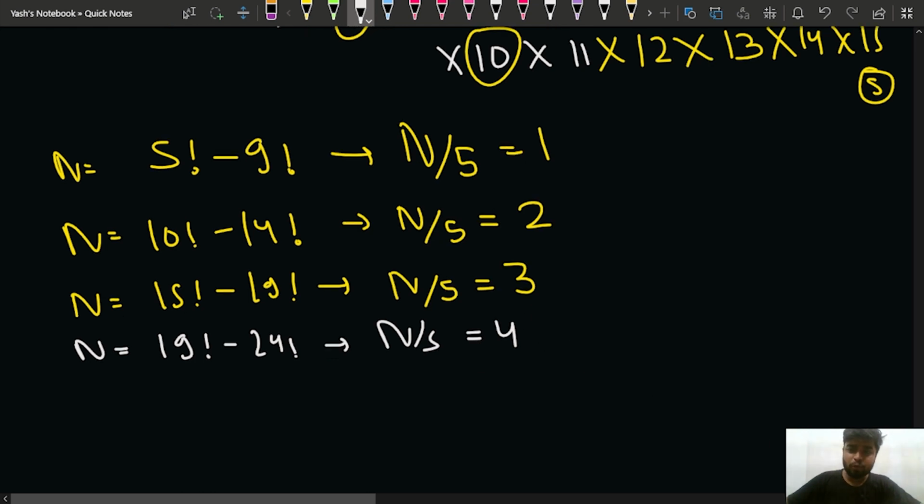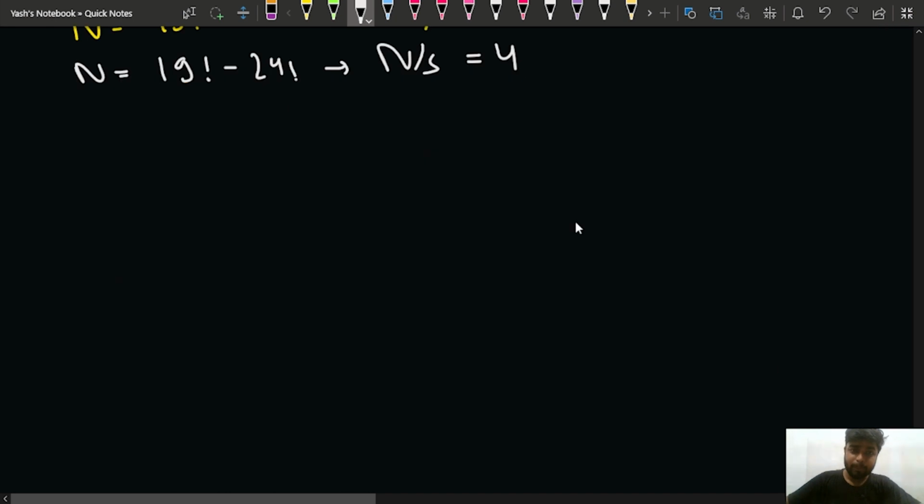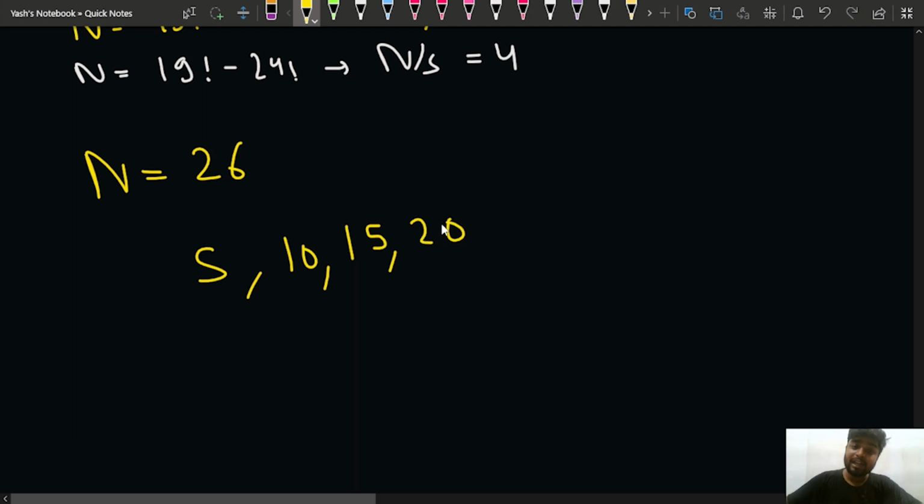But is this true for all? No, this is not true. Suppose I have to find 26 factorial. Which numbers are contributing a 5? 5 is contributing 5, 10 is contributing 5, 15 is contributing 5, 20 is contributing another 5, right?